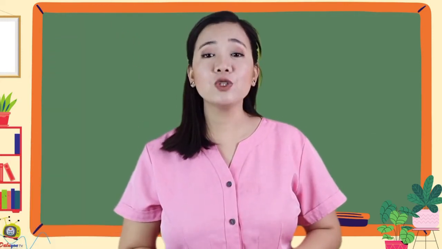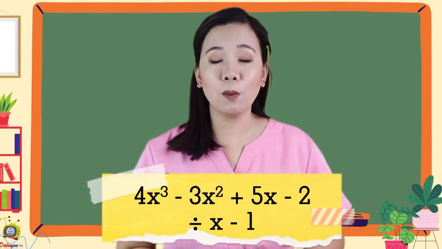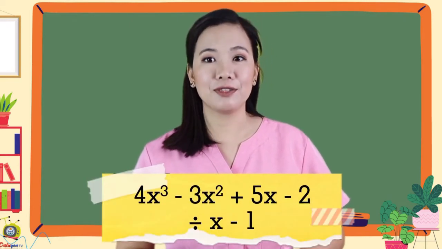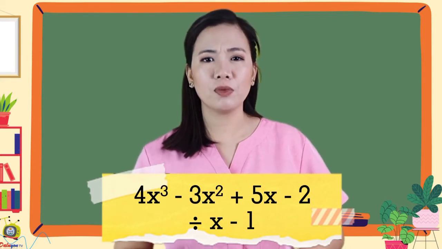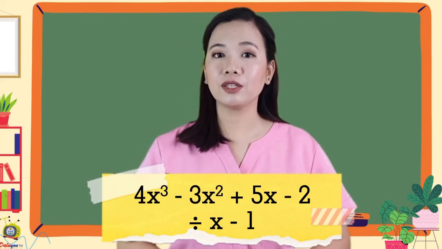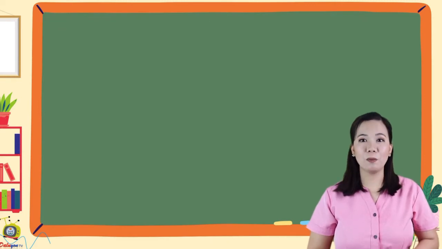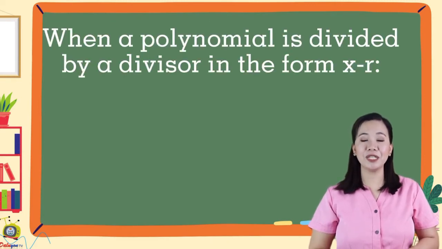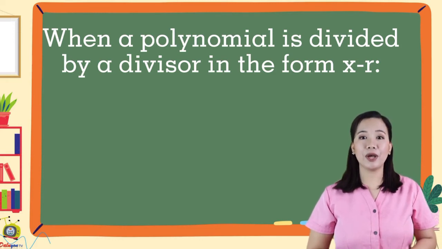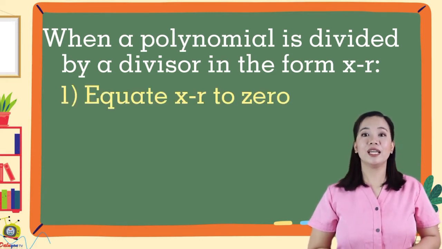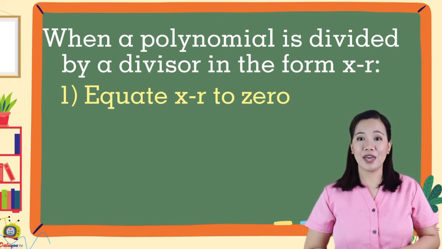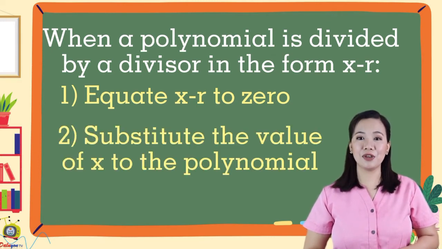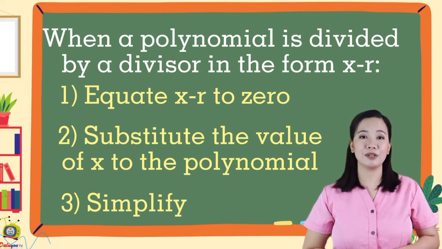Suppose we were asked to divide 4x cubed minus 3x squared plus 5x minus 2 by x minus 1. What will be the remainder? When a polynomial is divided by a divisor in the form x minus r, just simply equate x minus r to 0 to get the value of x. Then, substitute it to the given polynomial to determine the remainder.